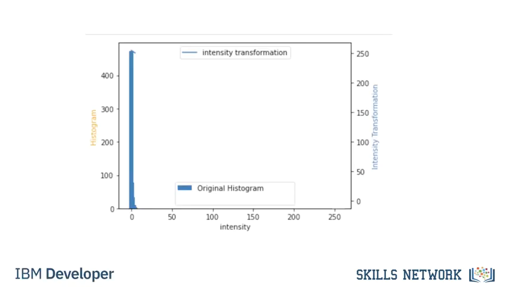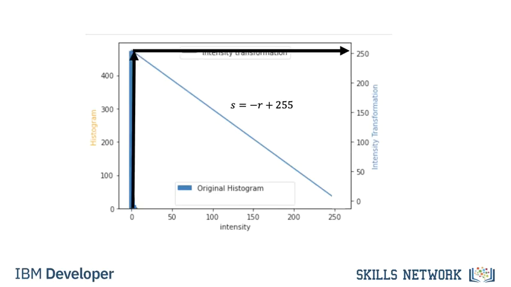The following plot shows the histogram. We can overlay the transform as a function of the intensity. The function maps the lower intensity values of 0, 1, and 2 to 255, 254, and so on. We can plot the value of the histogram on the horizontal axis.